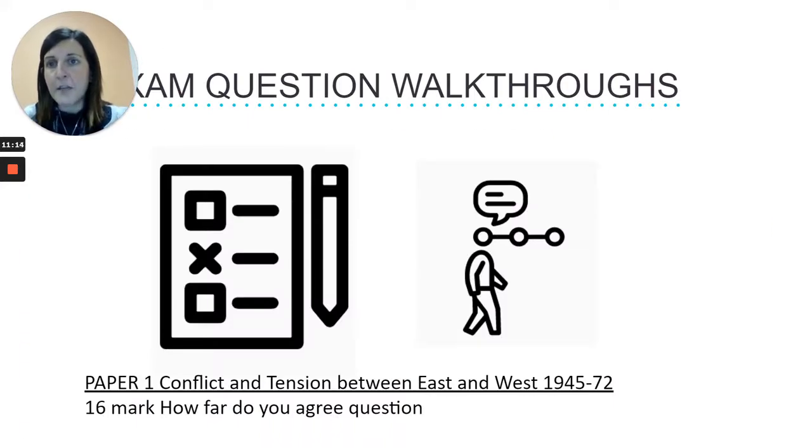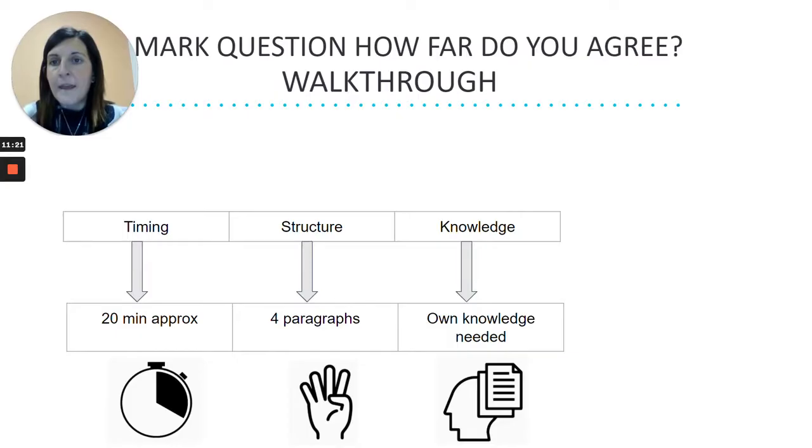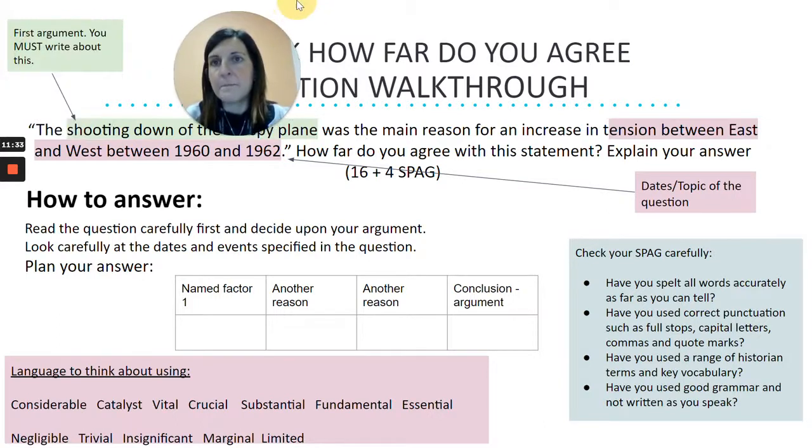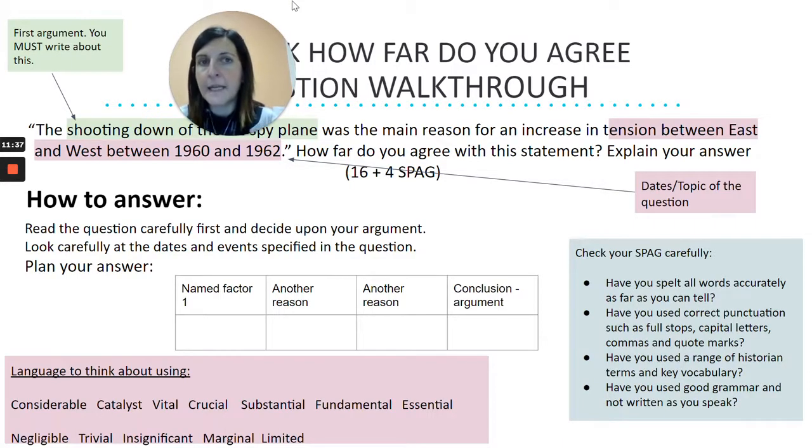The final question on the walkthroughs for conflict and tension is a 16-mark question: how far do you agree? And this question will require you to use at least 20 minutes of your time to write 4 paragraphs, and you will need to use a considerable amount of your own knowledge. So here is an example question. The shooting down of the spy plane, the U-2 spy plane, was the main reason for an increase in tension between East and West between 1960 and 1962. How far do you agree with this statement?